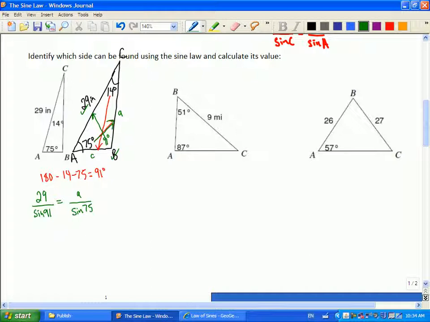So as I said before, you need to have 4 things: 1, 2, 3, 4. We have 3 of those, so we're going to be able to solve it. So I'm going to rearrange this for you. That's going to go up to the top, which is probably something that from the practice I gave you last day, hopefully you're getting the hang of. This will be 29 times the sine of 75 over the sine of 91 is going to be the length for side A. So we'll calculate that and we'll find the length that we're missing.